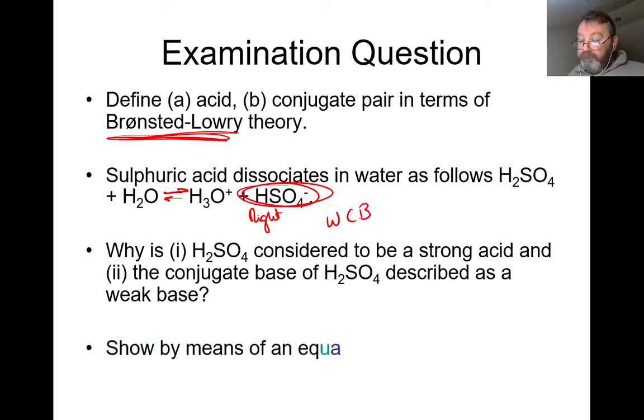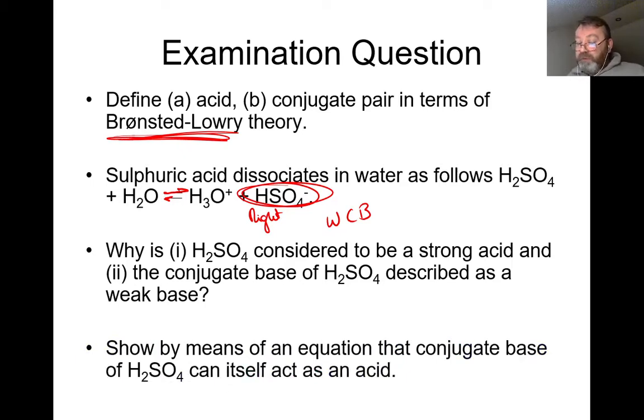Okay. Show by means of an equation that the conjugate base of H2SO4 can itself act as an acid. Now, what is the conjugate base? The conjugate base is HSO4 minus. If it's acting as an acid, what is it doing? Well, it's producing H plus ions in solution, which means that again it'll set up a dynamic equilibrium with its own ions. So there's the equation: HSO4 minus, if it's acting as an acid, produces H plus, so it's a good proton donor, and obviously the only thing that's left when you take the remaining H off is SO4 2 minus.